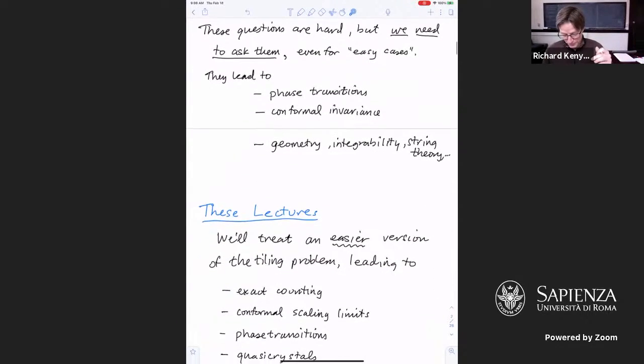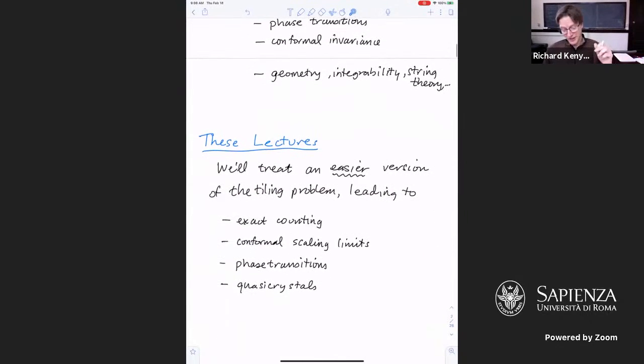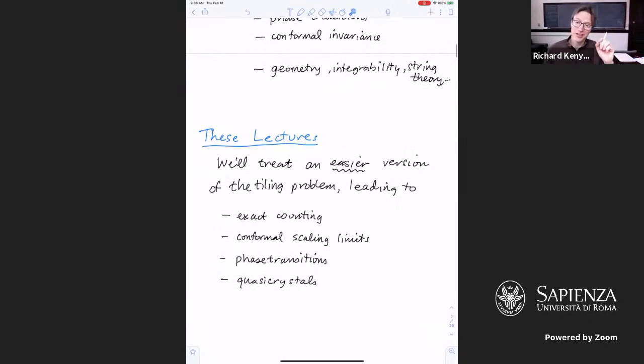So what I want to talk about in these lectures is an easier version of that problem. Right, your generic random tiling problem is NP hard, but I want to talk about an easier version, and this easier version will lead to some exact and interesting mathematics, hopefully, for you.